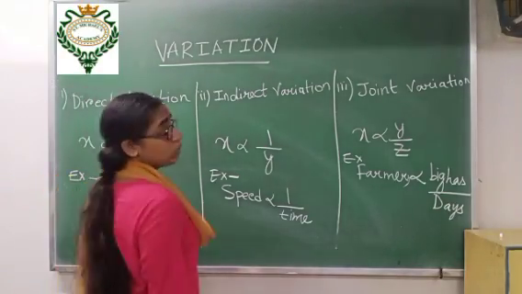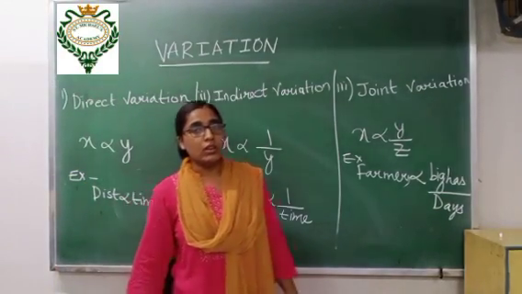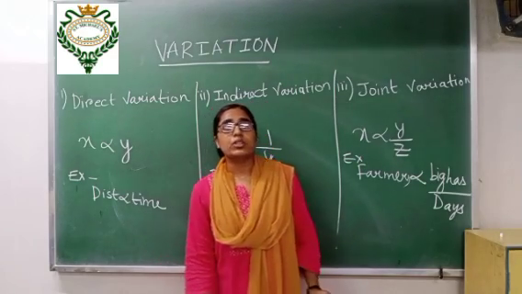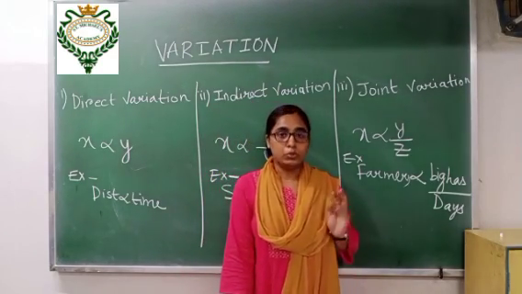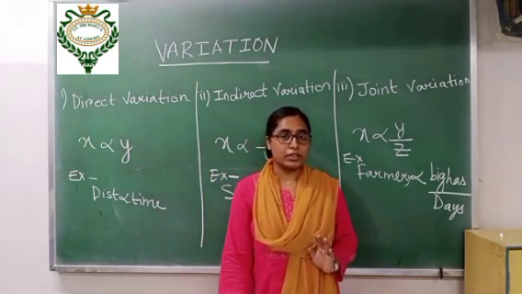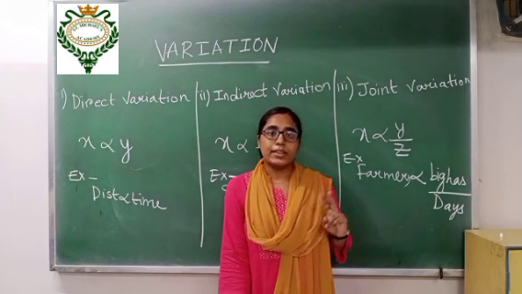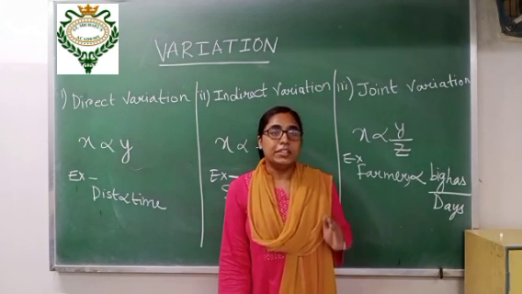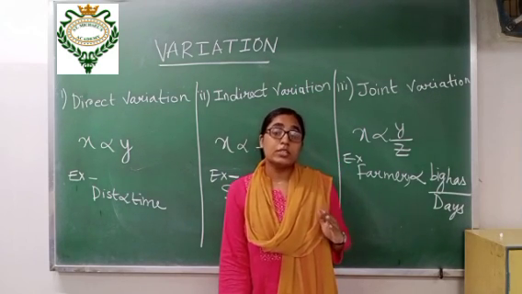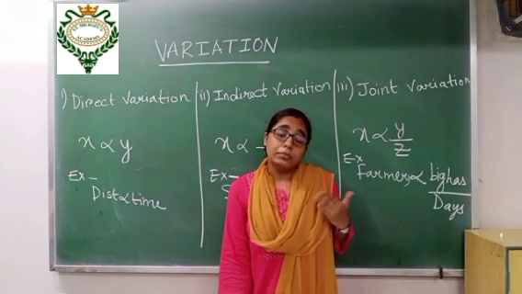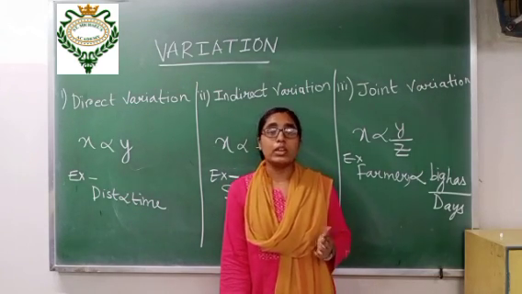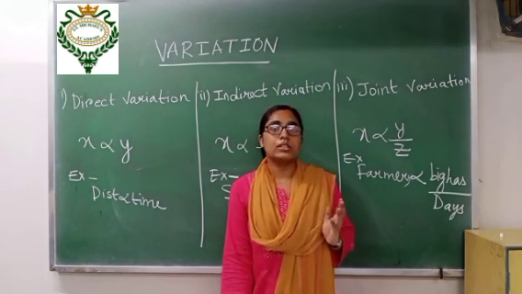Class 9, today I am going to start the variation chapter. So what is variation? Variation is a relationship between two or more variables. Suppose you have x and y as variables. It means that when x increases, maybe y decreases, or maybe y increases also. This type of thing is known as variation.